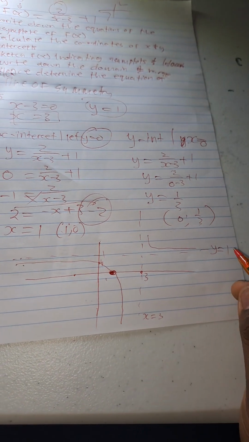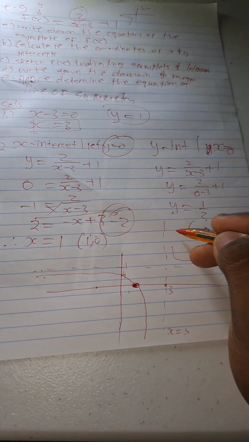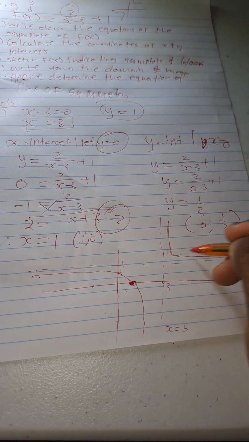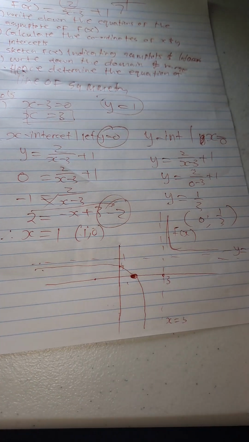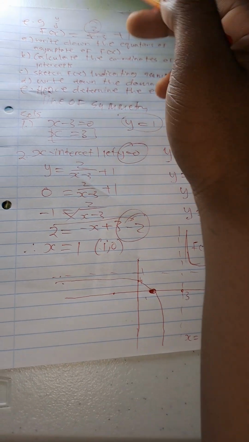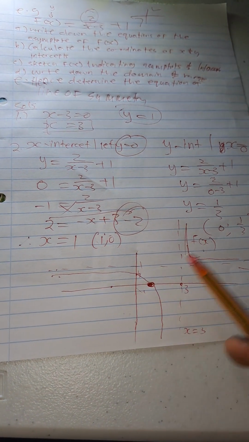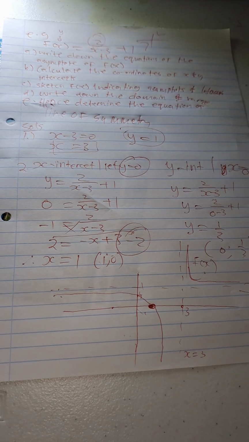Well, I'm not an artist. So you label your graph f of x and then you're done. You see, that's how you do it. If your a is positive, it must look like this. So that's how you do it.